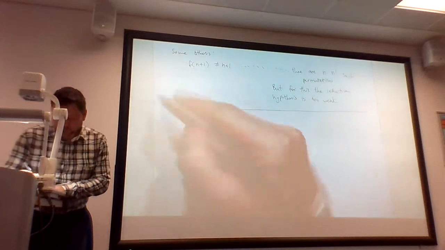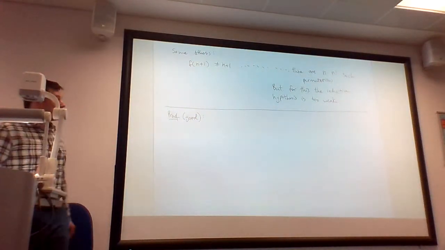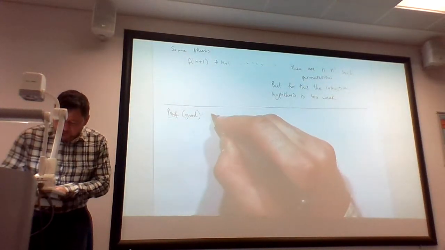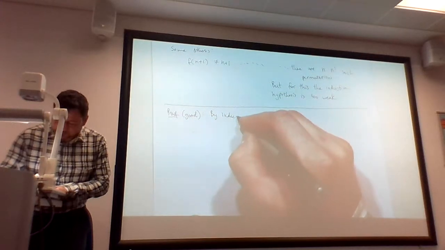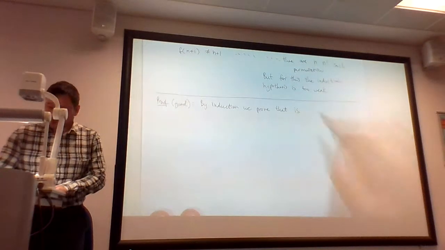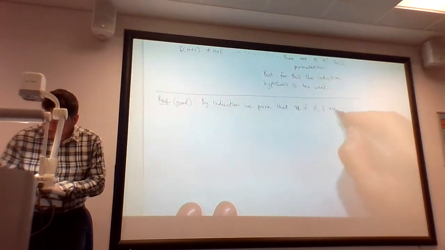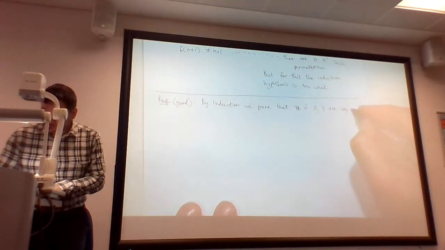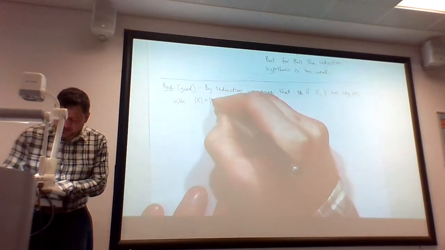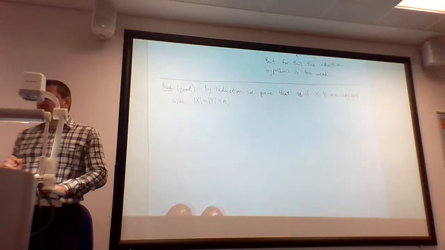So, a better proof. What I actually want to prove, what we're proving by induction, is that if x and y are any sets of the right size, so x and y have n elements, then there are exactly n factorial bijections from x to y.